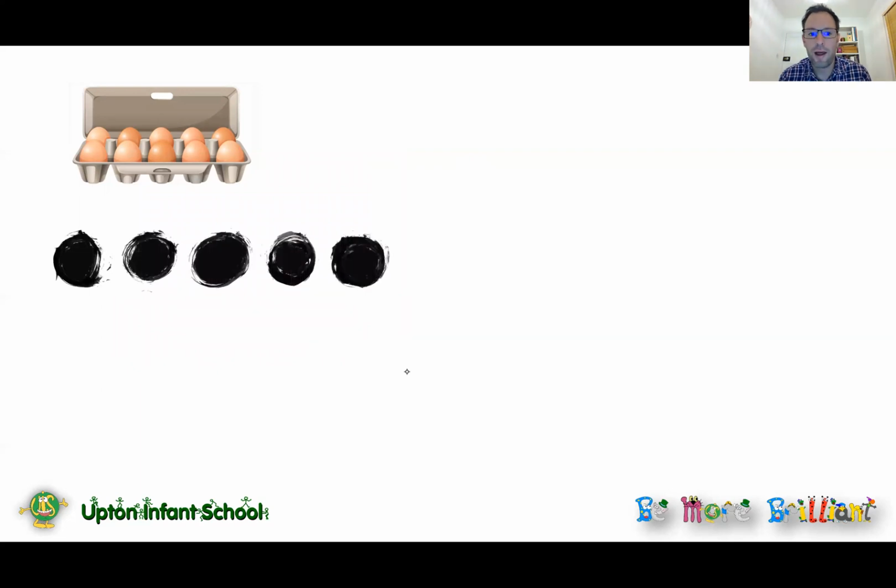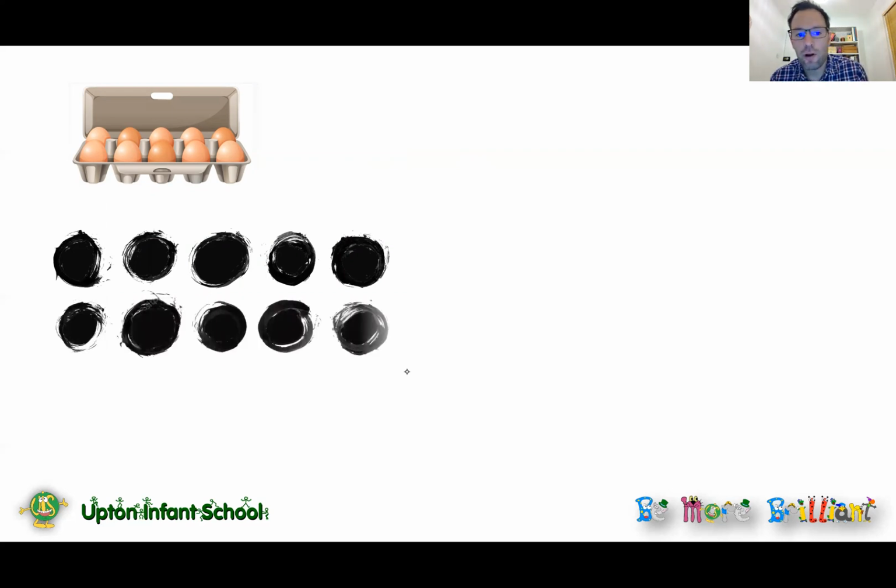Okay, how did you get on with that? Well, there is the box of eggs, and if we were going to draw this as an array, then we would be doing 1 row of 5 eggs, and then another row of 5 eggs, because that egg box has got 2 rows of 5. And what would the number sentence be to show what's going on there? Well, that would be 2 lots of 5. 2 times 5, which equals 10. There are 10 eggs all together. They are in 2 rows of 5. Well done if you got that one correct.